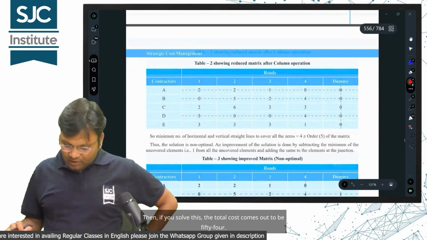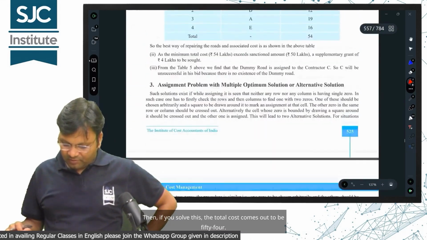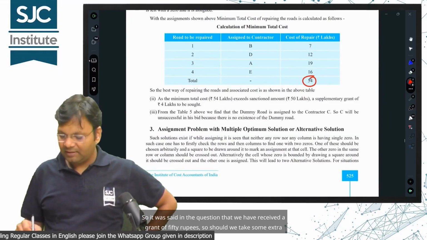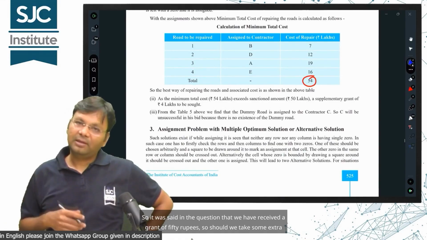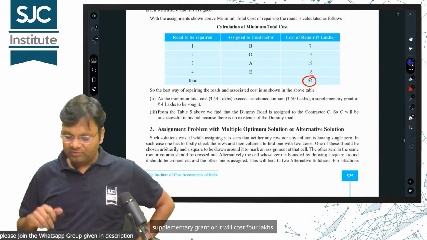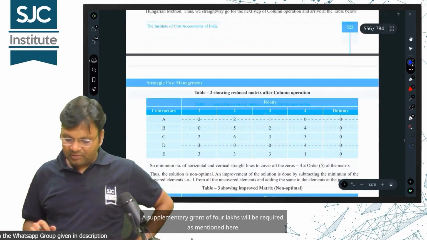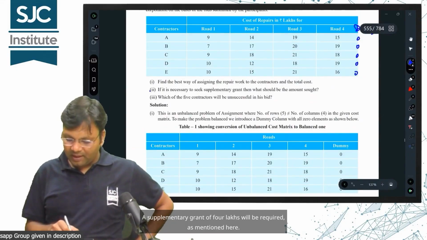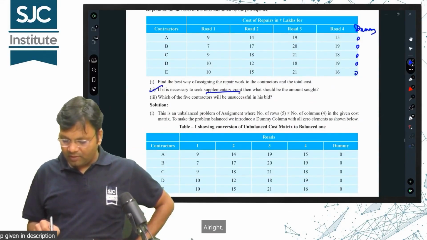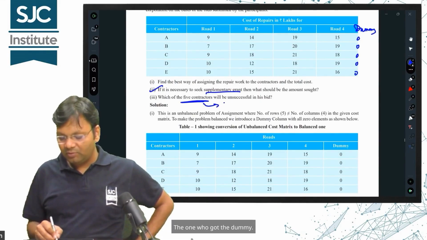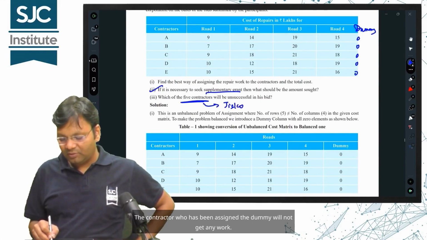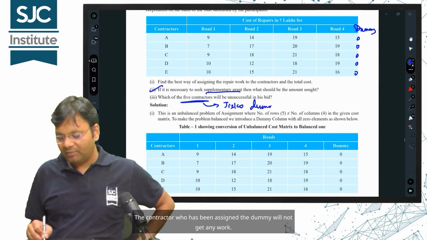Then, if you solve this, the total cost comes out to be 54. It was said in the question that we have received a grant of 50 lakhs, so we need some extra supplementary grant of 4 lakhs, as mentioned here. Alright, and which contractor will not get any work? The one who got the dummy. The contractor who has been assigned the dummy will not get any work.